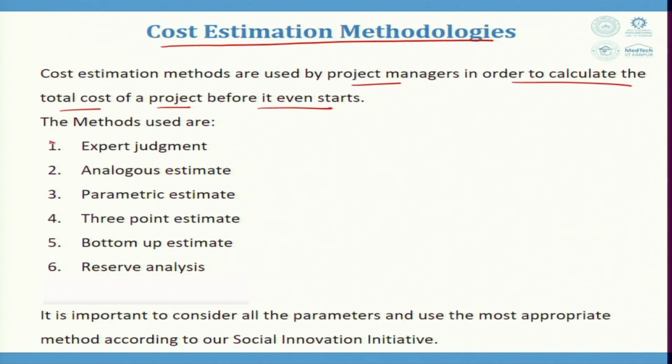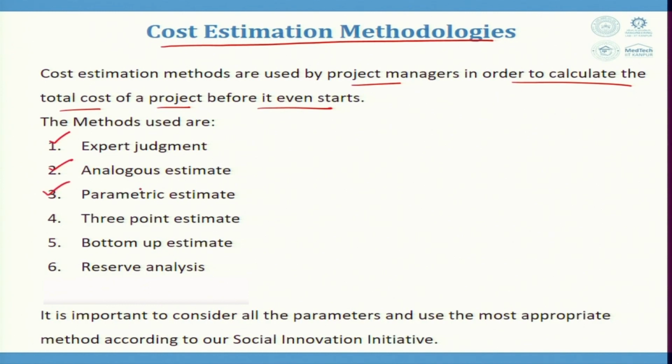Number one is expert judgment. What is expert judgment? It is a valuable or widely used cost estimate methodology where experienced professionals give their judgments based upon their experience, and this is used to estimate the cost. Then we have analogous estimate, in which the costs of similar projects are taken and projected upon the present project that we are trying to work upon.